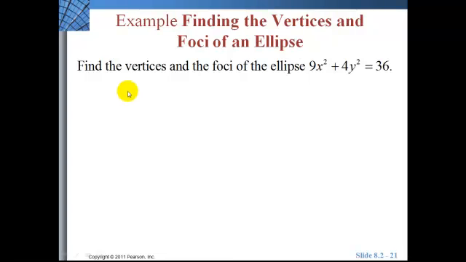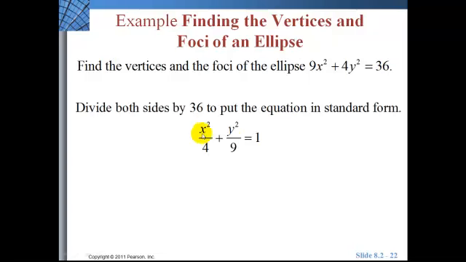So now we're going to use it. Find the vertices and the foci of the ellipse 9x squared plus 4y squared is equal to 36. For an ellipse, an equation of the ellipse always needs to be equal to 1. So the first thing we're going to need to do is divide by 36. So we get 9x squared divided by 36. 9 over 36 reduces to x squared over 4. 4y squared over 36 reduces to y squared over 9. And this is our 36 divided by 36, or 1.